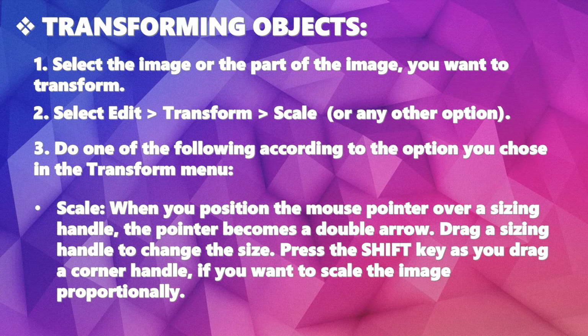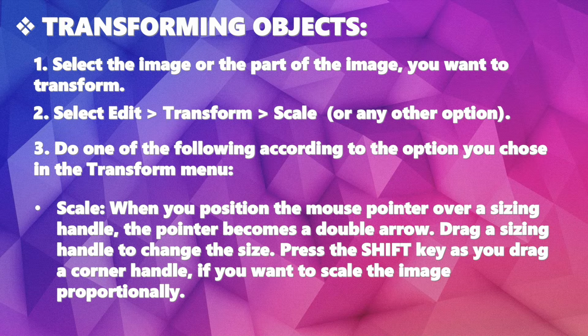Transforming objects. You can also scale, rotate, skew, distort, and apply a perspective to an image in Photoshop. You can flip the image horizontally or vertically too. The steps are: select the image or a part of an image you want to transform. Select Edit, Transform, Scale. Do one of the following according to the options you choose in the Transform menu.